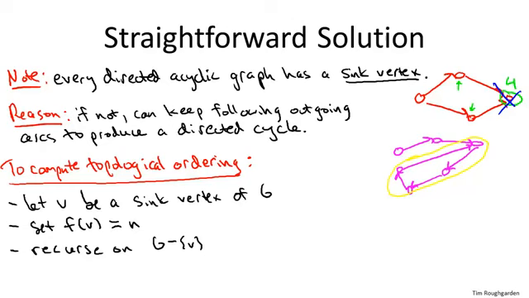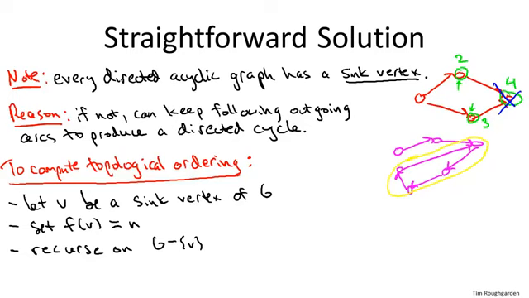But if, for example, we choose this one to be our sink vertex, then that gets the label 3. Then we recurse just on the northwesternmost two edges. This vertex is the unique sink in that graph. That gets the label 2, and then we recurse on the one-node graph, and that gets the label 1.